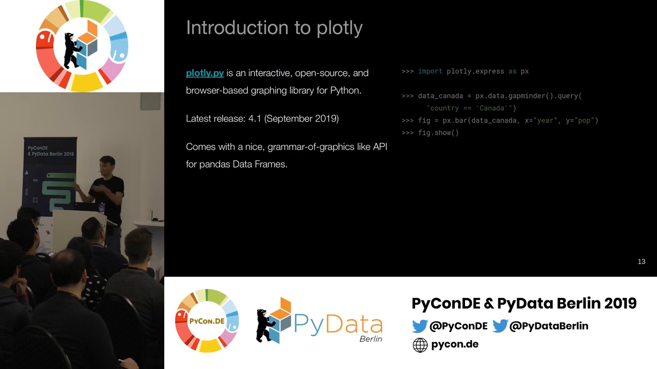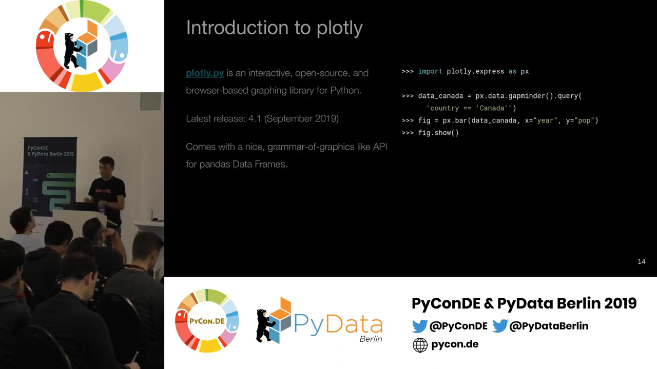First of all, for those of you who don't know, Plotly is an interactive, open source, and browser-based graphing library for Python, and it also exists for R and JavaScript. The main reason why I used it is because it had a new major release this year, the version 4, which arrived in July. And now it comes with a quite nice grammar of graphics-like API, similar to ggplot in R, that works really well with pandas data frames. And I was curious, I just wanted to try it out. So I decided to go for Plotly and not for any of the other existing tools.